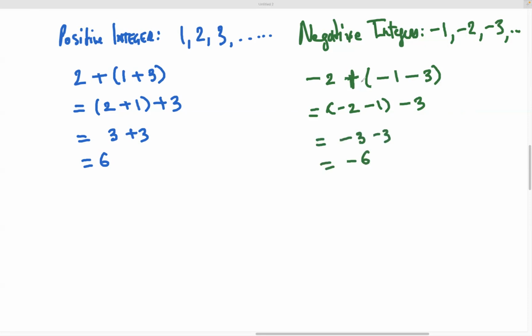And so this particular relation, we could also write the same in relation as follows. We could say this is also equal to minus 2 minus 1 minus 3, and again that equals minus 6.